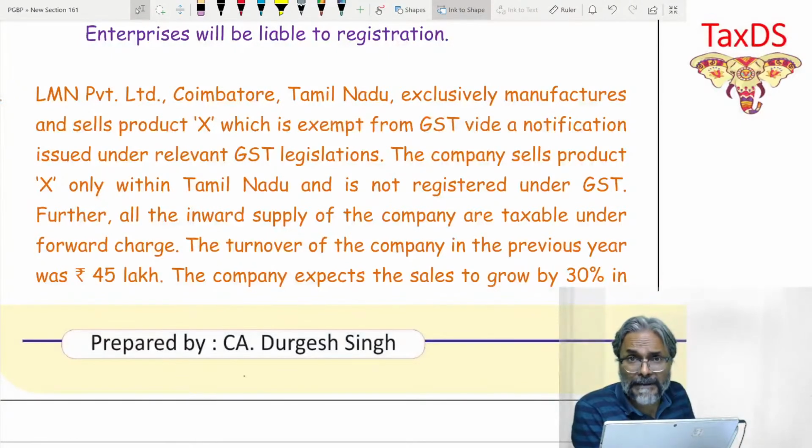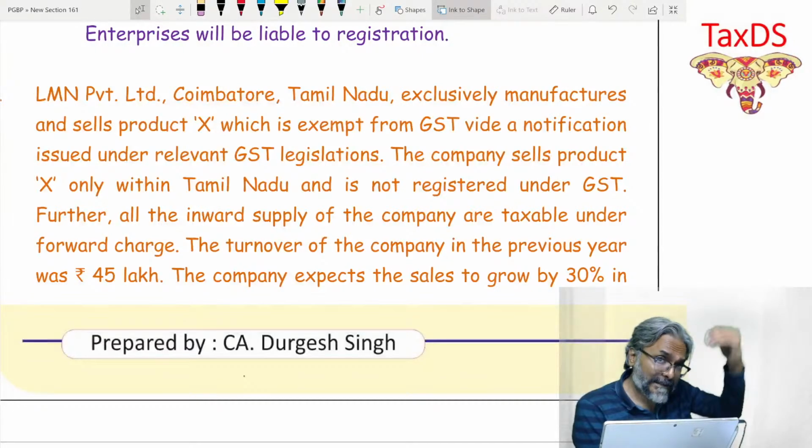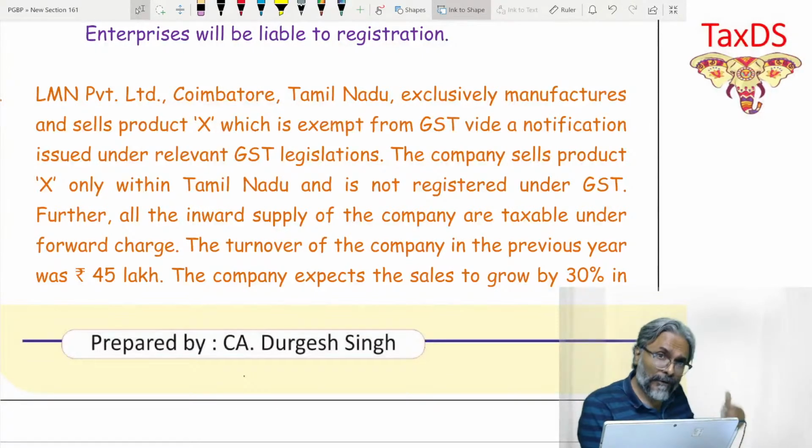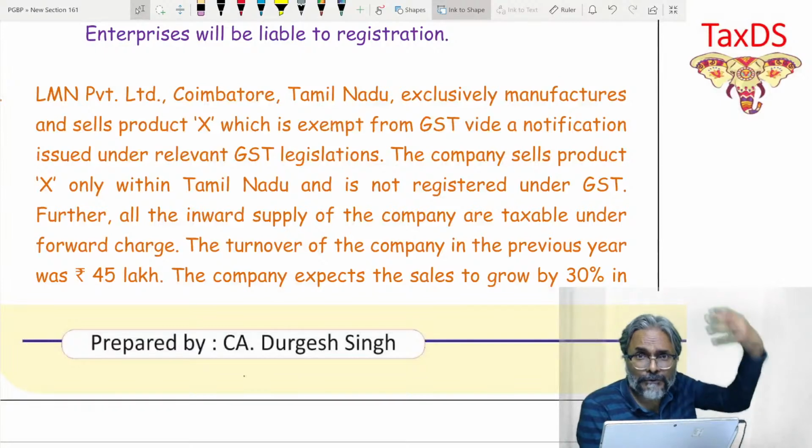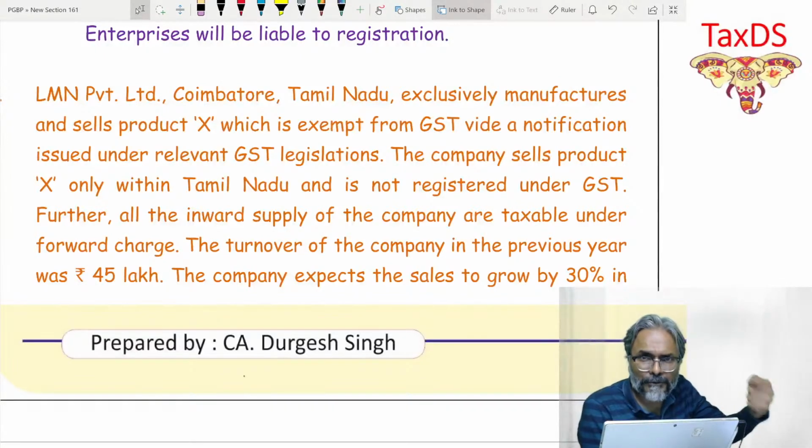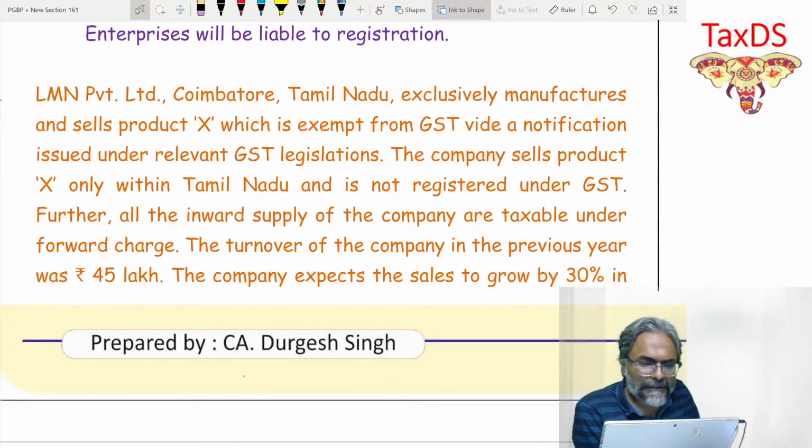So you will have to practice. I'll give you some 3 questions or so, wherein you need to make this kind of a table on your own, so that your mind should also work. Your hand should have the grip of the solution. Okay. The company sells product X only within Tamil Nadu and is not registered under the GST.